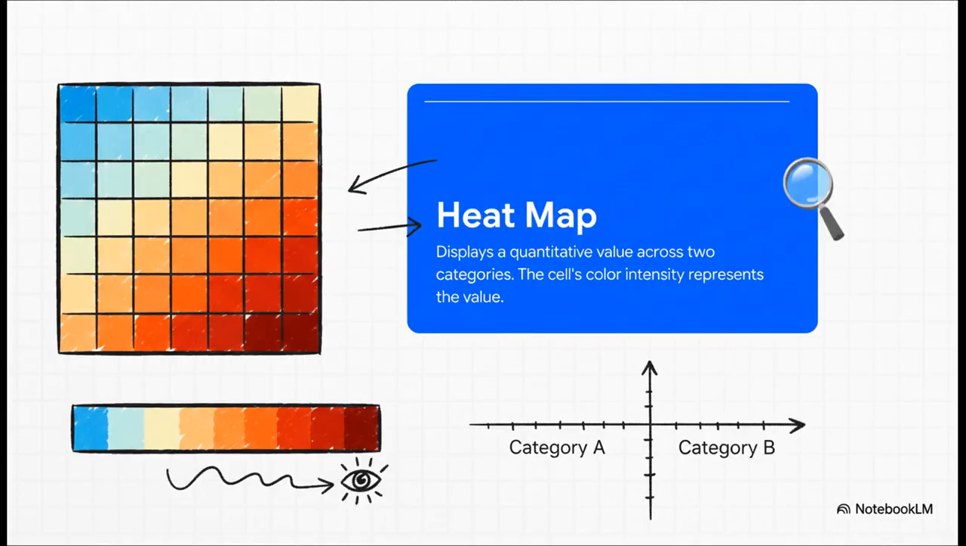This is the perfect job for a heat map. It is designed specifically to show the size, the magnitude of a value across two different categories. And its secret weapon isn't height, like in a bar chart. Its secret weapon is color. The intensity of the color in each little box is what tells the entire story.